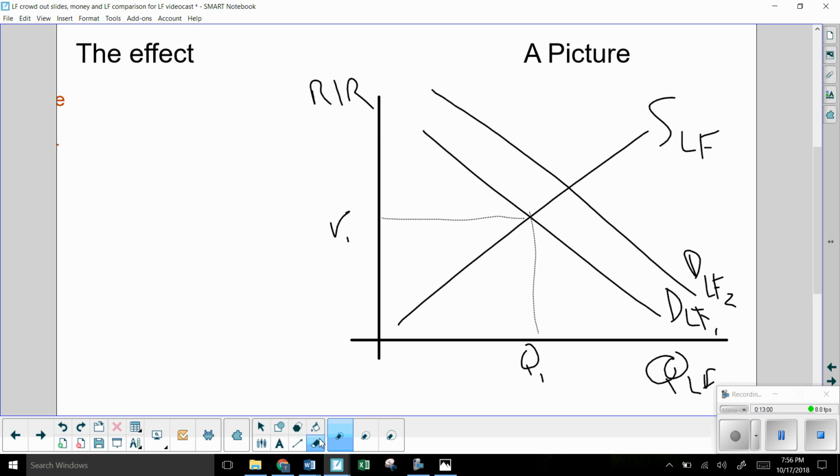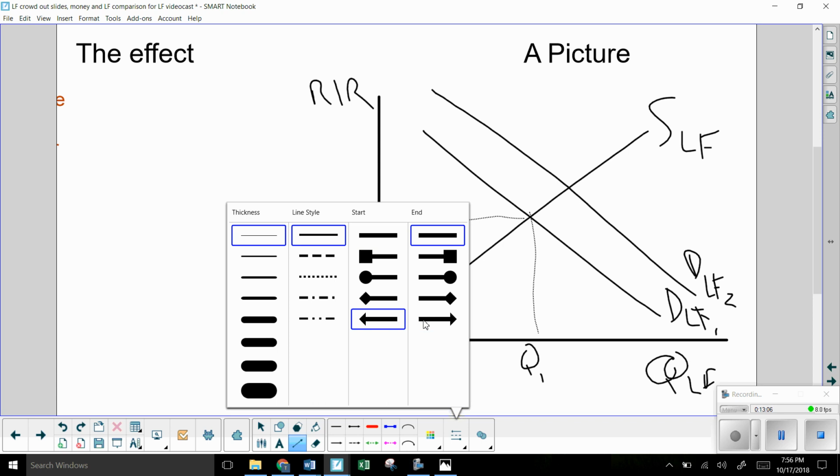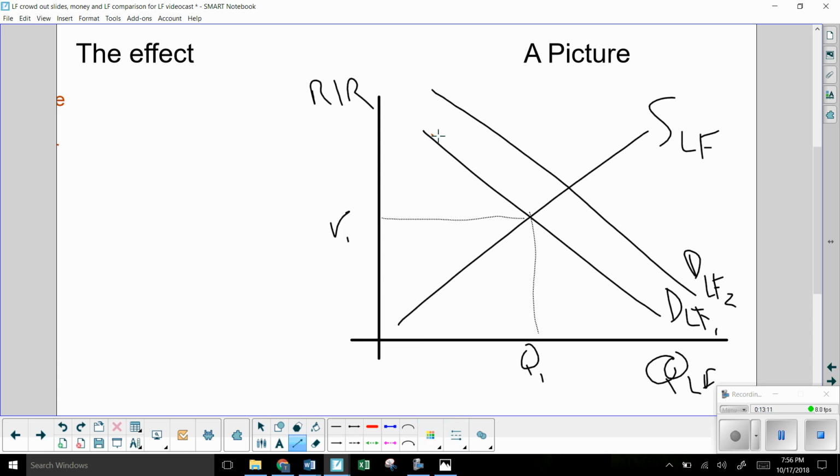Okay, so the size of this line here, right there, that distance is the amount that the government had to borrow. And so I'll just label that deficit so that you can remind yourself that that's how much the government had to borrow. Okay. Well, what happened?